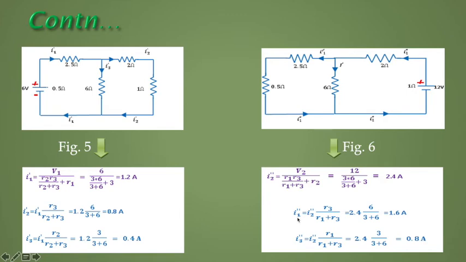Similarly, calculate I1 double dash using the current divider rule. I1 double dash equals I2 double dash, the total current, into R3 divided by R1 plus R3. So 2.4 into 6 by 3 plus 6, so we get 1.6 ampere. Next, I3 double dash equals I2 double dash into R1 divided by R1 plus R3. So 2.4 into 3 by 6 plus 3 equals 0.8 ampere.